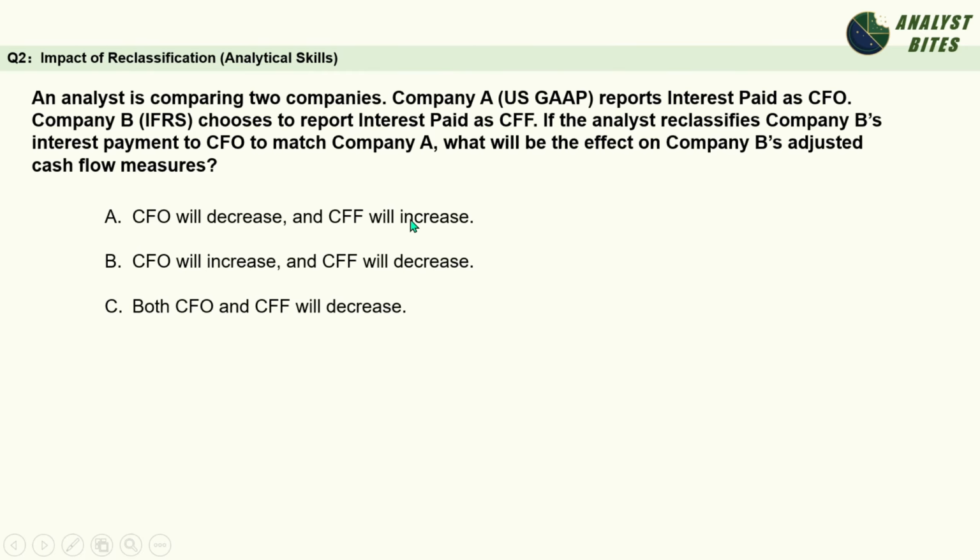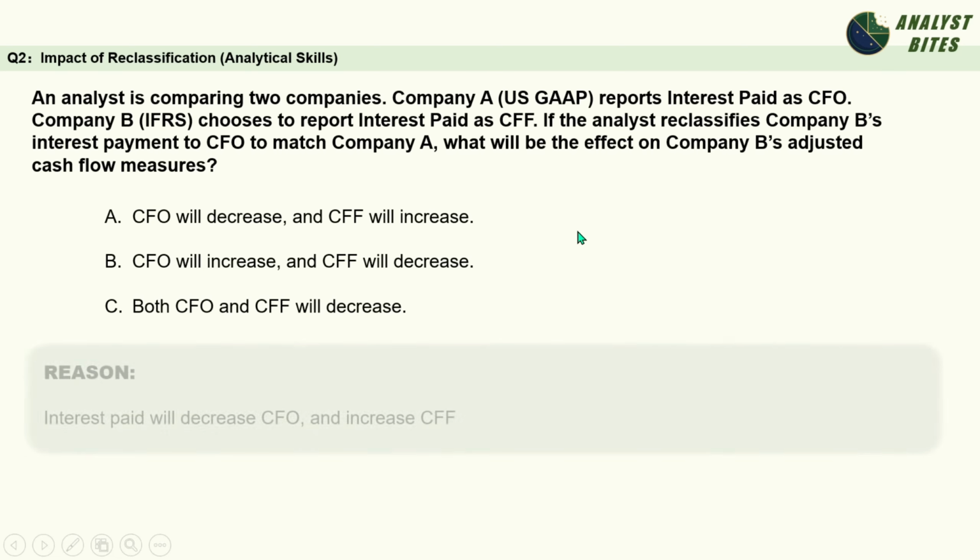Now here is a common trap. Don't think that because we are moving the interest into CFO, the CFO activity is increasing and therefore the number gets bigger. That's not how it works. We need to focus on the net balance. Think of interest as an outflow. It's money leaving the pocket.